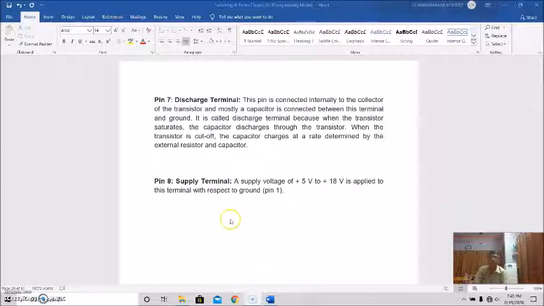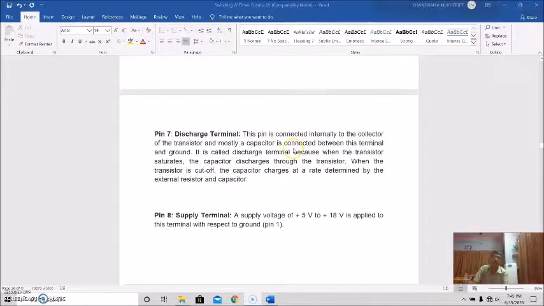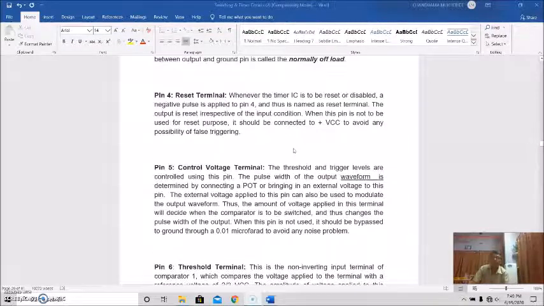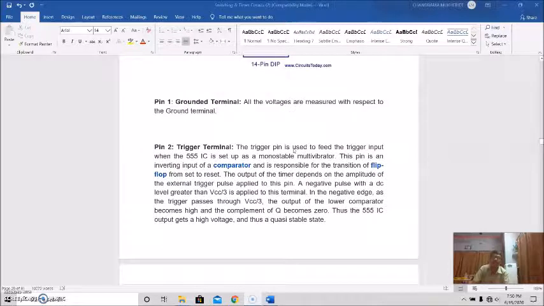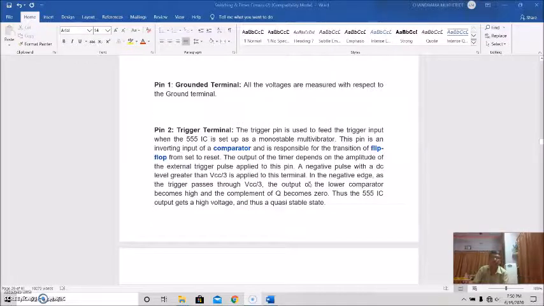And lastly, pin number 8, it is the supply terminal. Supply voltage of plus 5 volt to 18 volt is applied to this terminal with respect to the ground pin. So that's all about the 8 pins. Once again I am repeating: pin 1, grounded terminal. With respect to this terminal, all voltages are measured.